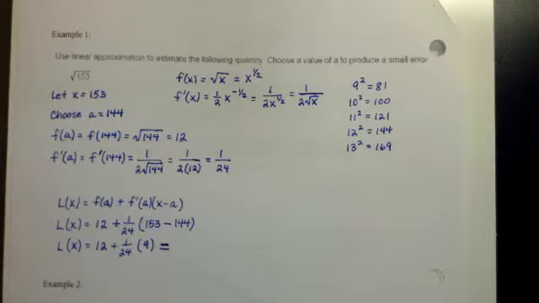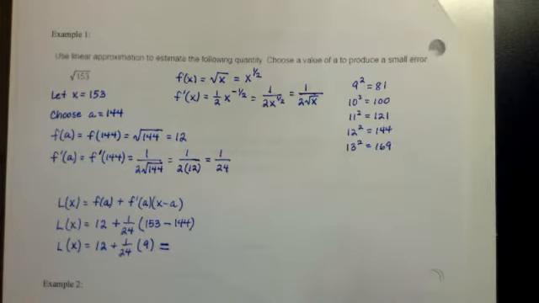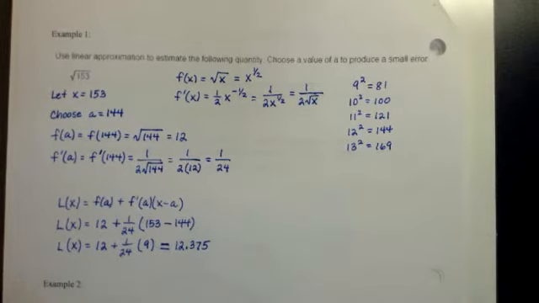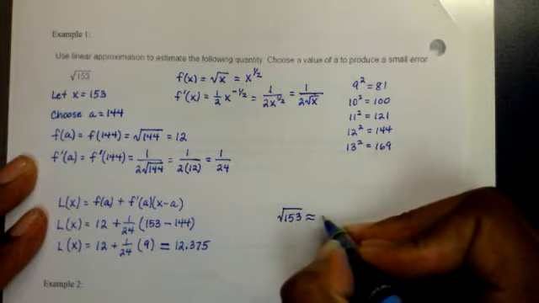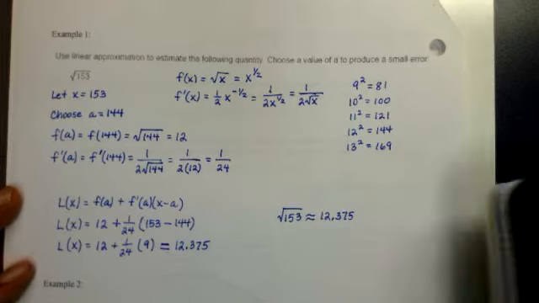And then use our calculator to get L of x. So in this case here, if I do 12 plus, and I'm going to put 1 divided by 24 in parentheses, times 9. So I come up with 12.375. And what that means here is this will be the approximate value of the square root of 153. So this is approximately 12.375. That's using the linear approximation approach.